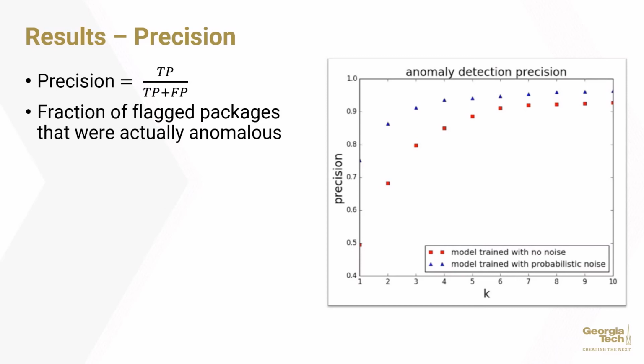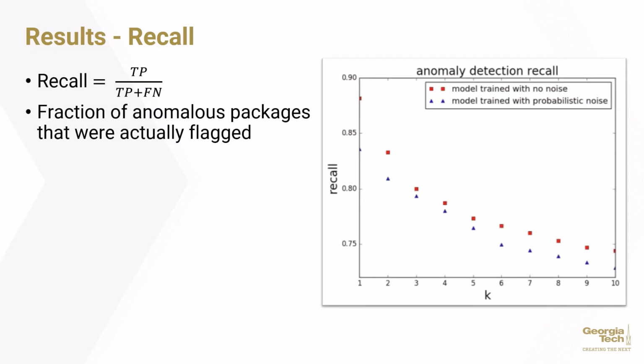And you can see here that adding probabilistic noise really helped the model, especially with low values of k. But you can also see that the model still generalized pretty well, even without adding noise, especially at higher values of k. But with higher values of k, there is a trade-off. So this is a plot of recall, and recall being the fraction of true positives over true positives plus false negatives. So you can think of this as being the fraction of anomalous packages that were actually flagged by the intrusion detection system.